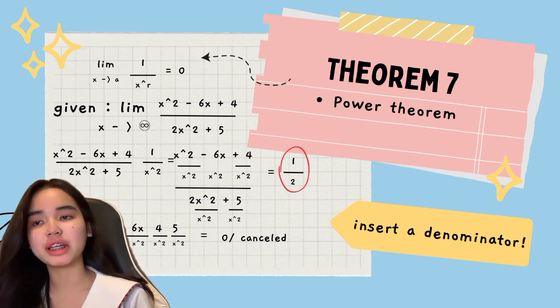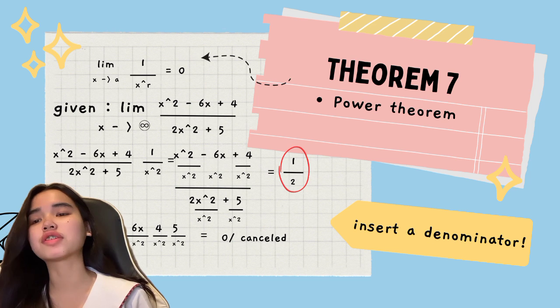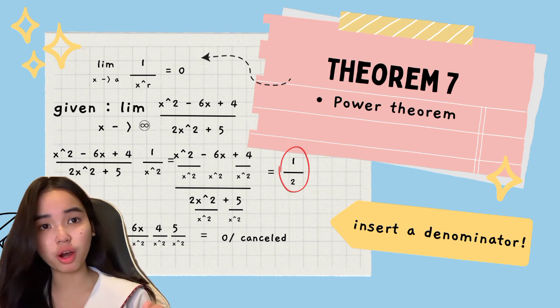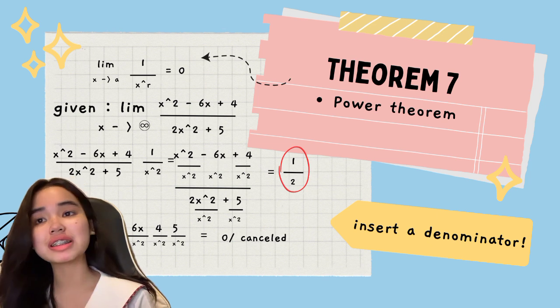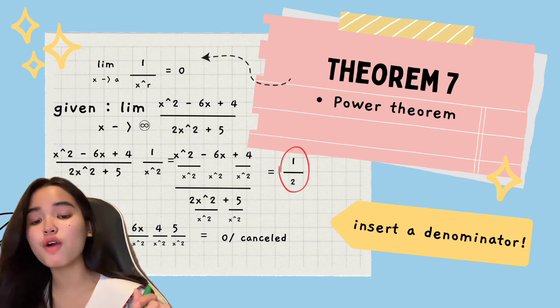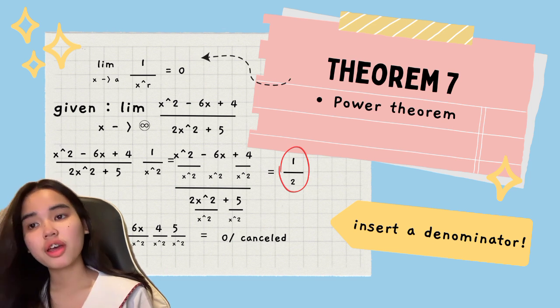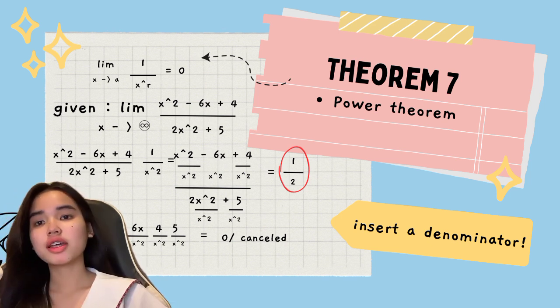How did that happen? Let's start by evaluating it. x squared over x squared is simply 1. And 6x over x squared, 4 over x squared, and 5 over x squared are 0, or cancelled. Why? Because theorem 7 states that any number over x is equal to 0. Therefore, the remaining numbers are 1 and 2, as 2x squared over x squared is equal to 2. Since the remaining number from the upper is just 1 and from the lower is 2, that will be our final answer, 1/2.